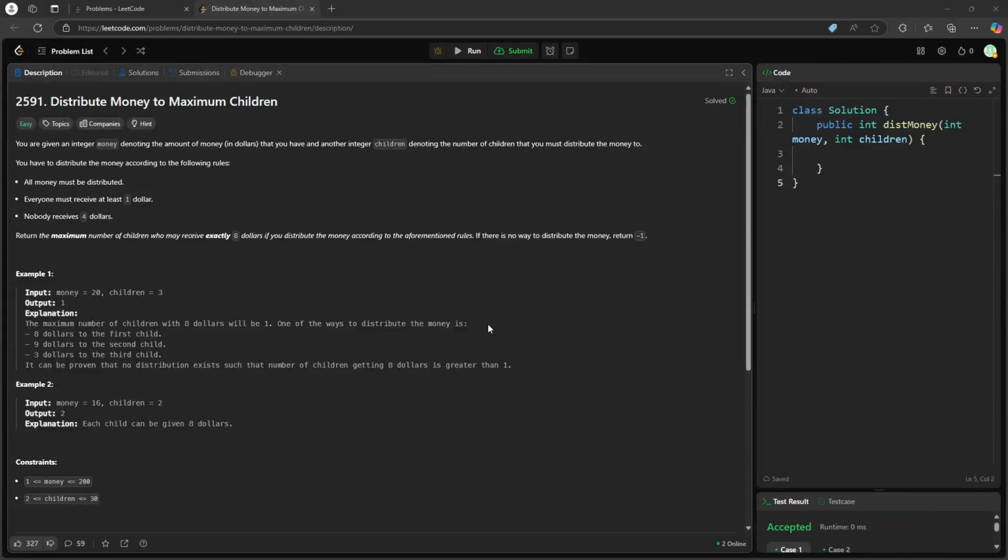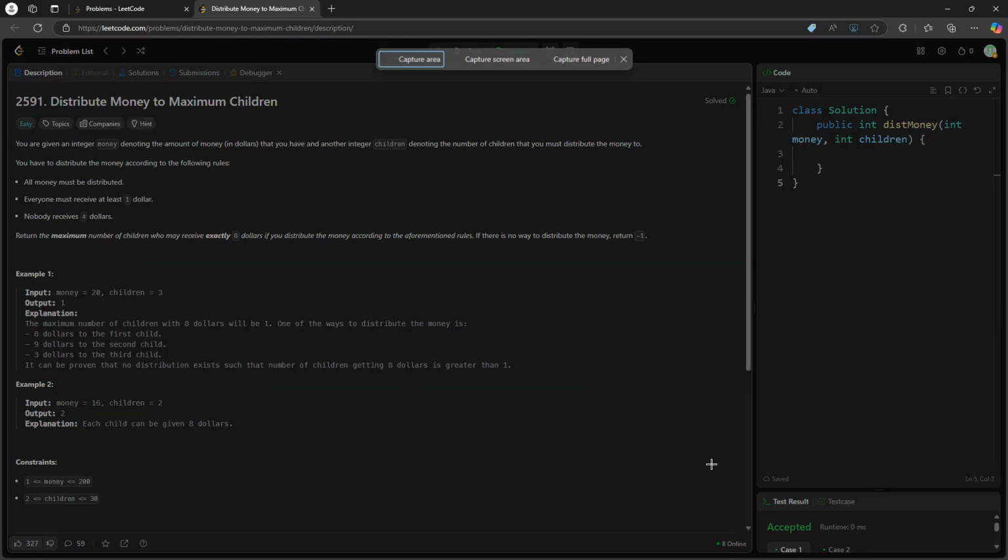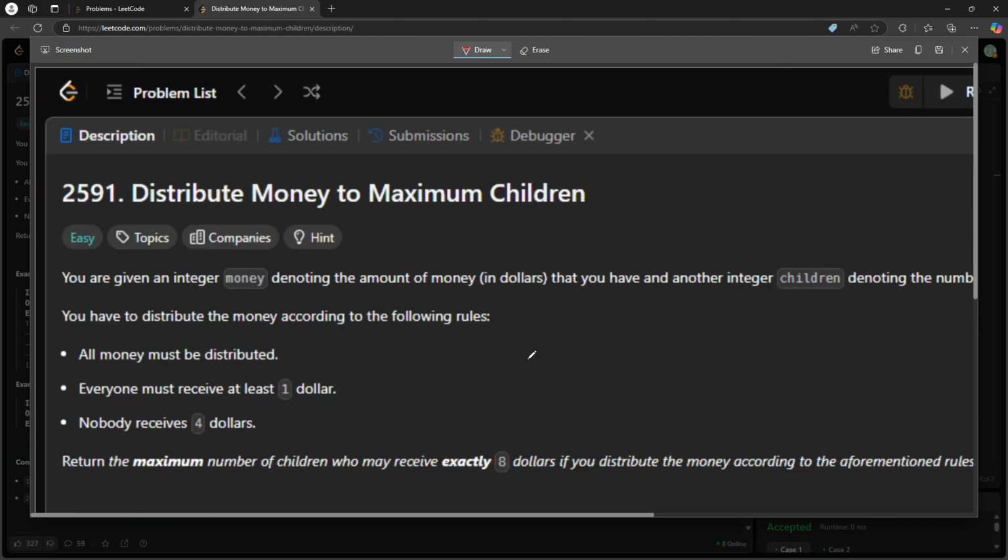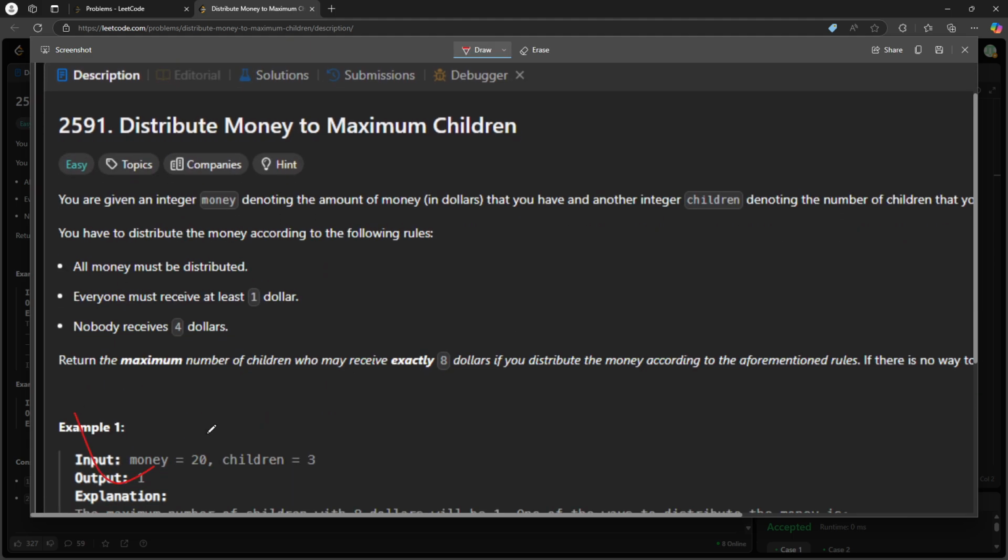So this question is distribute money to maximum children. This question is a little bit challenging. What you should do is distribute money to all of the children, and everyone receives at least $1, and nobody receives $4, and then return the maximum number of children who can receive exactly $8. Let's not worry about the example.